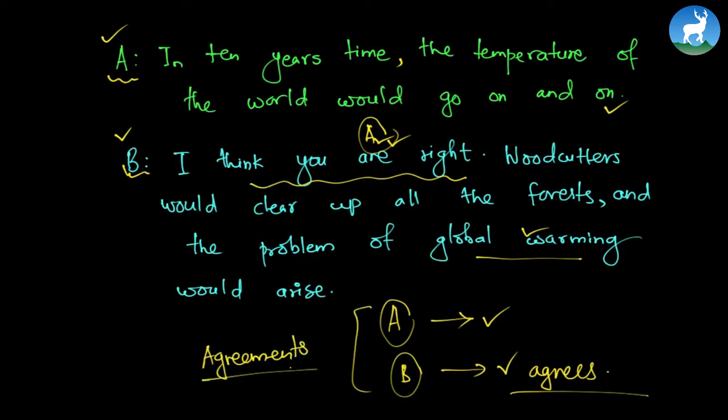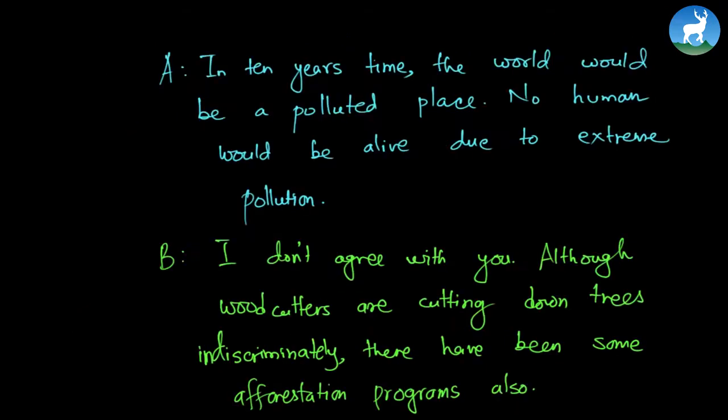A may use some structures like, you're right, that's a good idea, that's right, exactly, me too, yes, I agree, I totally agree, I see what you mean, things like that. So A uses the structures of agreement. Alright, let's look at some more examples. Alright, this is another set of examples.